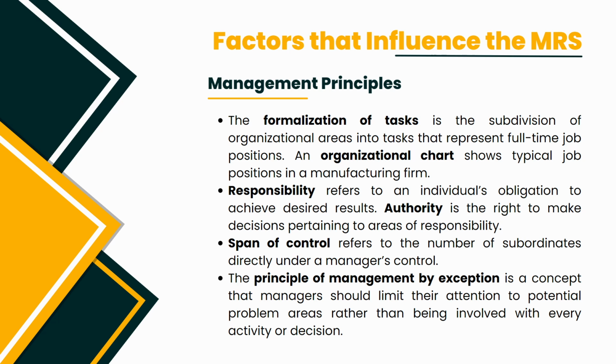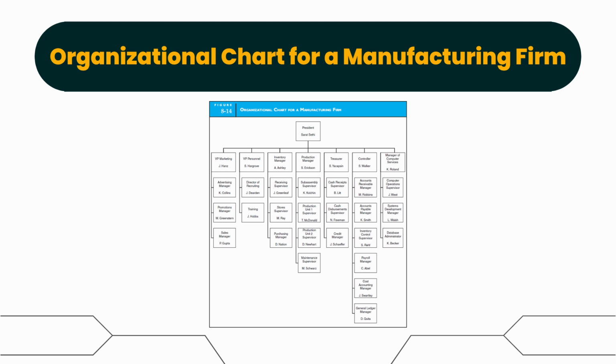Factors that influence the MRS: management principles, formalization of tasks, organizational chart, responsibility, authority, span of control, principle of management by exception. This is an example of the organizational chart for a manufacturing firm. An organizational chart ideally provides the overall hierarchy and business order in a manufacturing firm. The key functionality includes production, purchasing, marketing, technical, accounting, HR, and customer service.